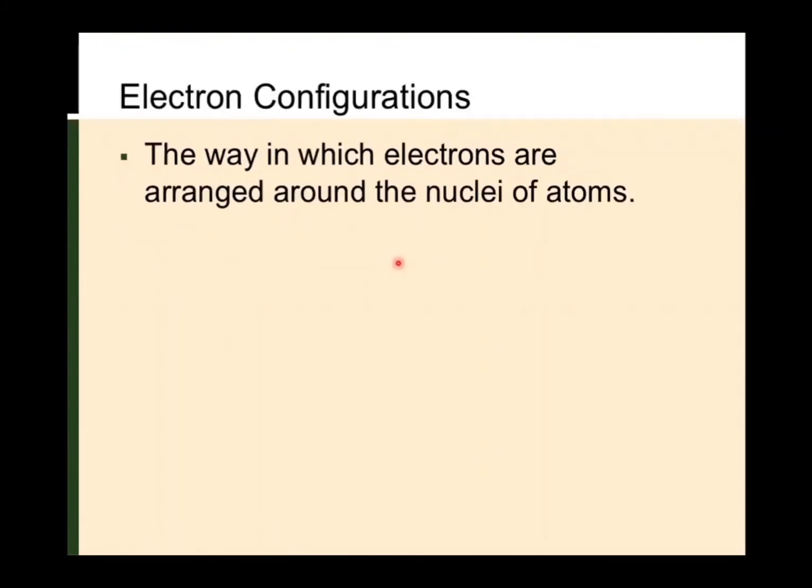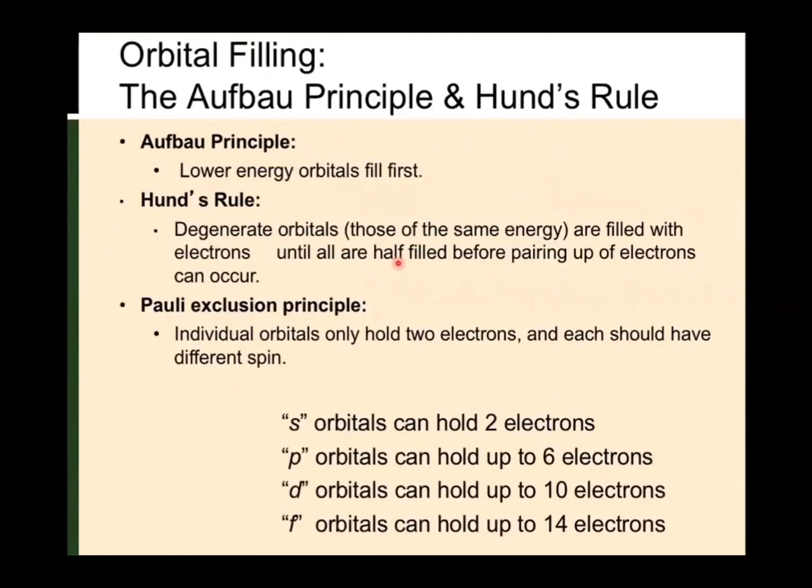So electron configurations are the way in which electrons are arranged around the nuclei of atoms. So we have orbital filling, where we follow the Aufbau principle and Hund's rule. The Aufbau principle is that the lower energy orbitals get filled first, like the 1s. In other words, it's saying that we fill from n equal to 1 to n equal to 2, and then on until we get to n equal to infinity.